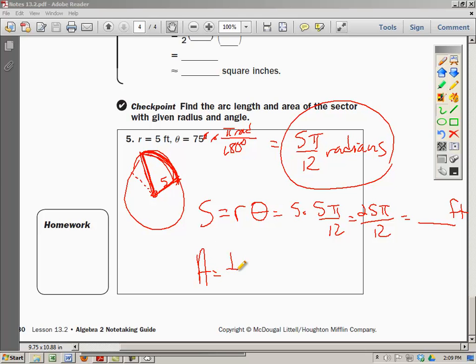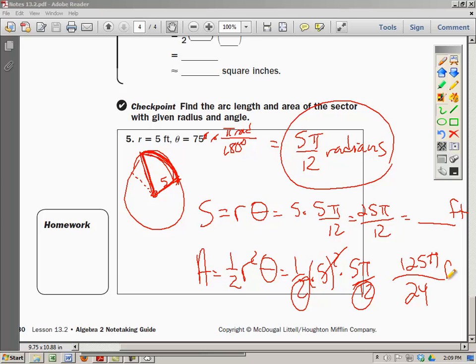The area then becomes 1/2 of the radius squared times theta. So it's 1/2 times 5 squared times 5 pi over 12. 5 squared is 25, so this becomes 25 times 5, which is 125 pi, and 2 times 12 is 24. This is going to be in square feet. If I want to know what those numbers are, I would simply plug them into my calculator, but these two answers are certainly sufficient for now. If it says give the exact answer, then we would leave the answers like this. Make sure area is in square feet, and length is in feet. That concludes your lesson in 13.2.